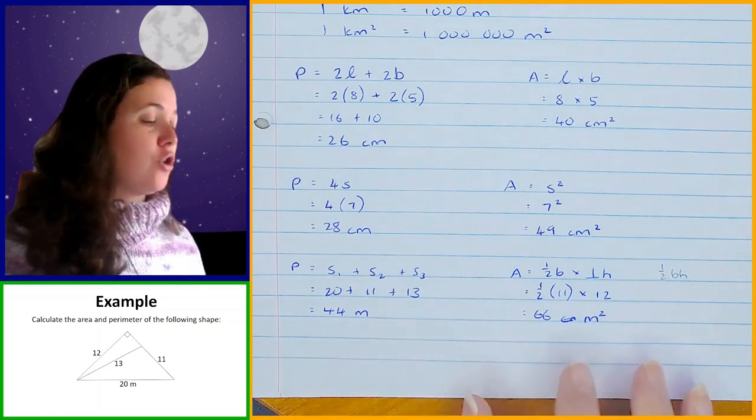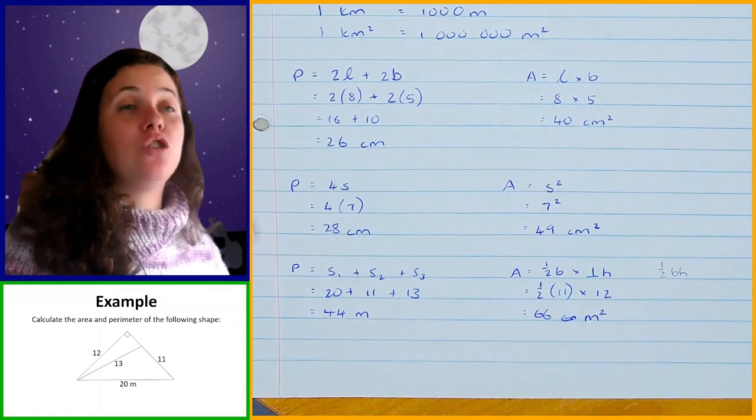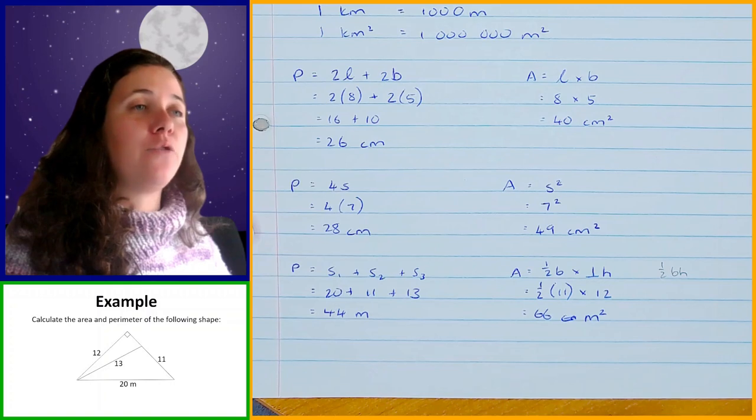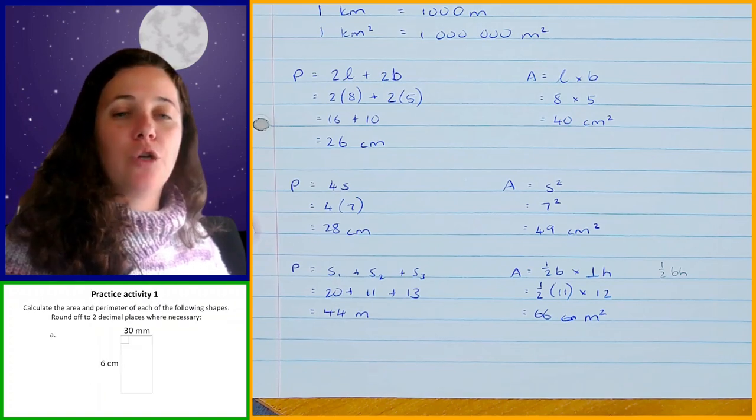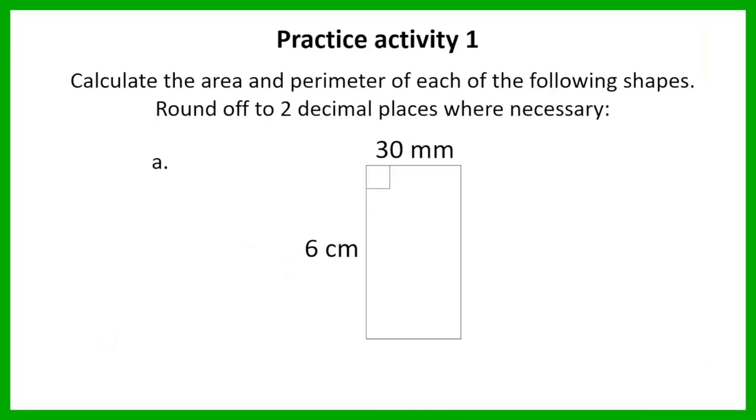Okay, so those are some examples. Now you're going to do some for yourself. The first one you're going to do is this one over here. You need to calculate the area and perimeter of each of the following shapes. We're going to be doing a few, okay, and if necessary, you need to round off to two decimal places.